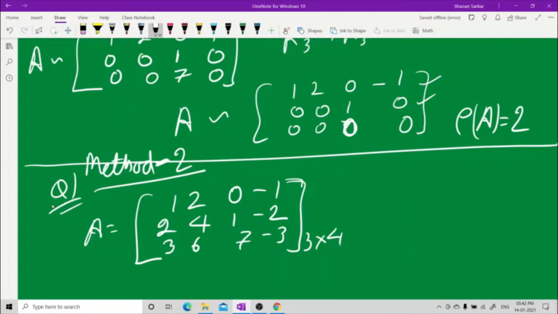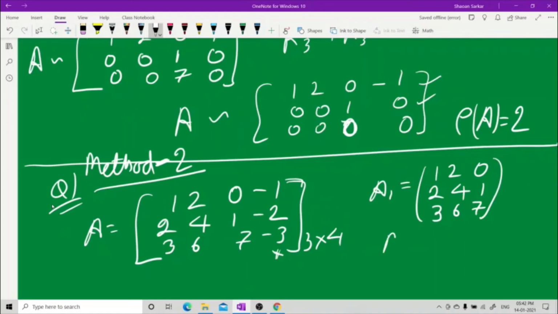So I consider another matrix A1, which I make out of this. I take a minor out of this basically, by crossing out the third column. I don't take this column. What I do is take 1, 2, 0; 2, 4, 1; and 3, 6, 7.